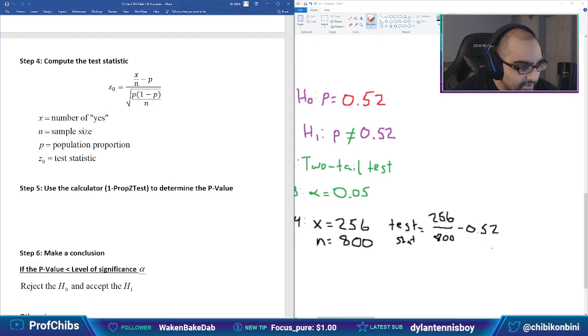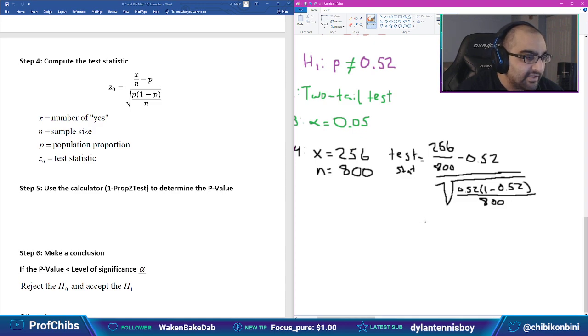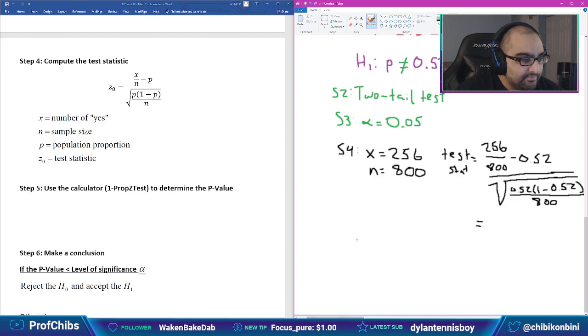So we have, using the formula here from the handout, 256 over 800 minus 0.52, divided by the square root of 0.52 times 1 minus 0.52, and we divide that by 800. That would be if we wanted to write it all out. That's fine. I know that seems a little silly, but some people like to have the numbers in front of them, so I'd do it for them.